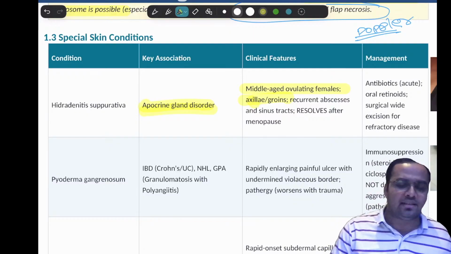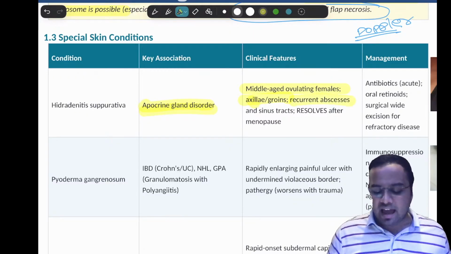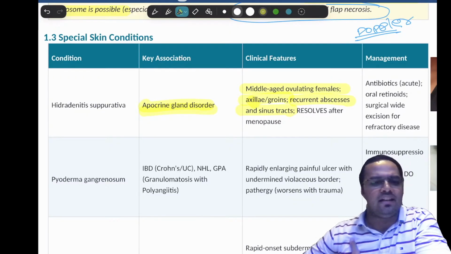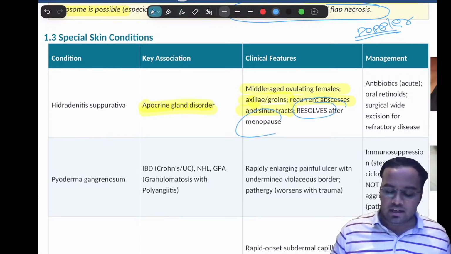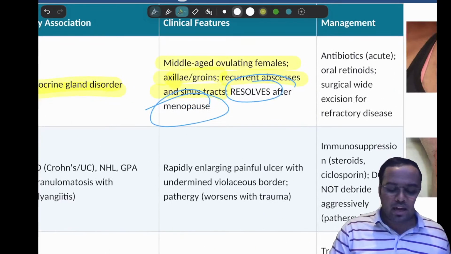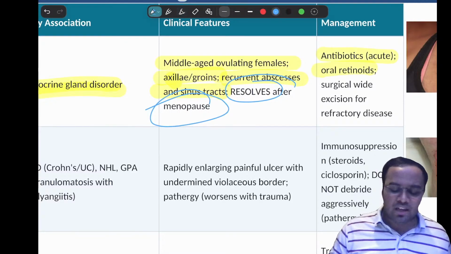It might be related to genetics, but what happens is the abscess occurs, there is formation of a sinus tract, and it resolves on its own after menopause. So it might be because of hormonal dysregulation. And for management, you can give topical antibiotics, something which is in your dermatology.